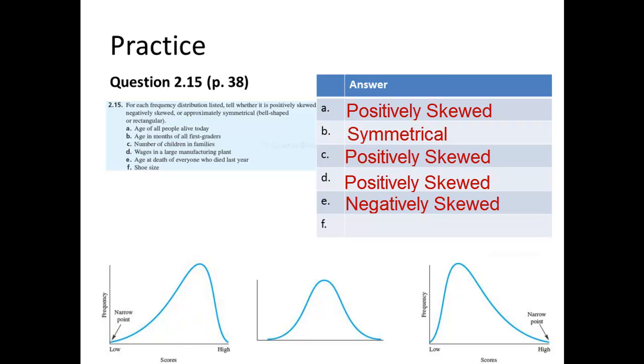Finally, shoe size is a good example of a symmetrical distribution. Just like heights, male and female shoe sizes vary somewhat predictably, with the vast majority of people having fairly similarly sized feet. Less numbers of people have very large or very small feet.